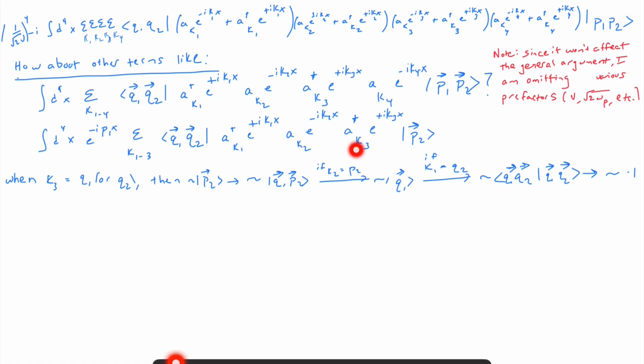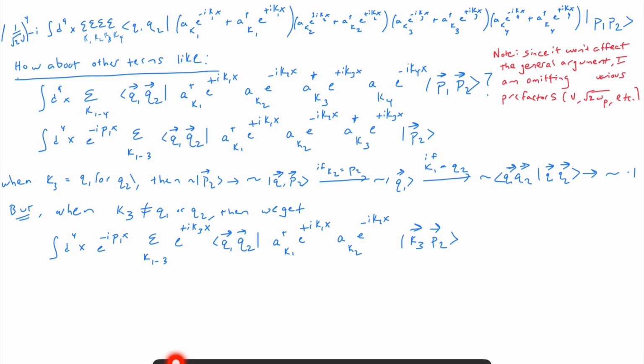If that happens to equal Q1 or Q2, then you can crank this all out over here and you'll get a number that's roughly proportional to 1. But when K3 is not equal to Q1 or Q2 to begin with, then you're going to get something like this, where this A dagger acts on this, and you're going to get the whole range of states K3, P2, two particle states, but the sum is still not collapsing, it is everything K3 to P2.